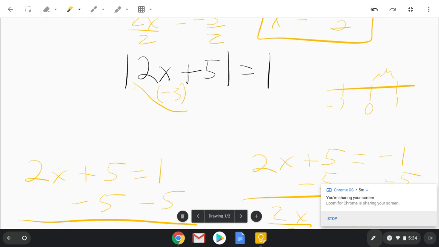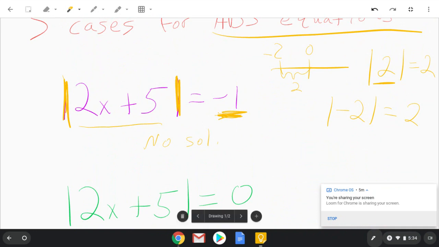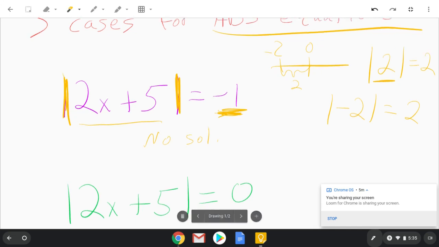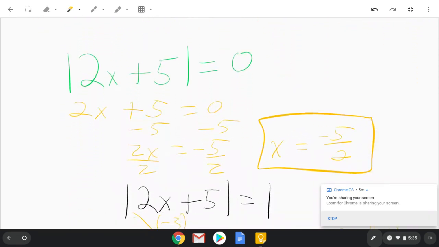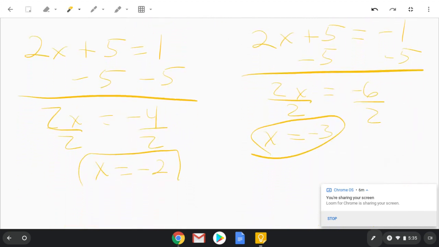So if you've got the absolute value by itself and it equals something negative, that's no solutions. If it equals 0, you will have only one solution. And if the absolute value is equal to some positive number, you'll always have two solutions.